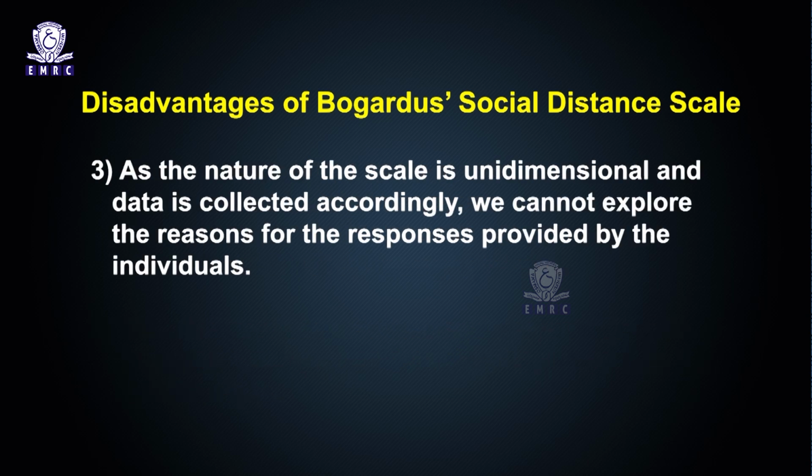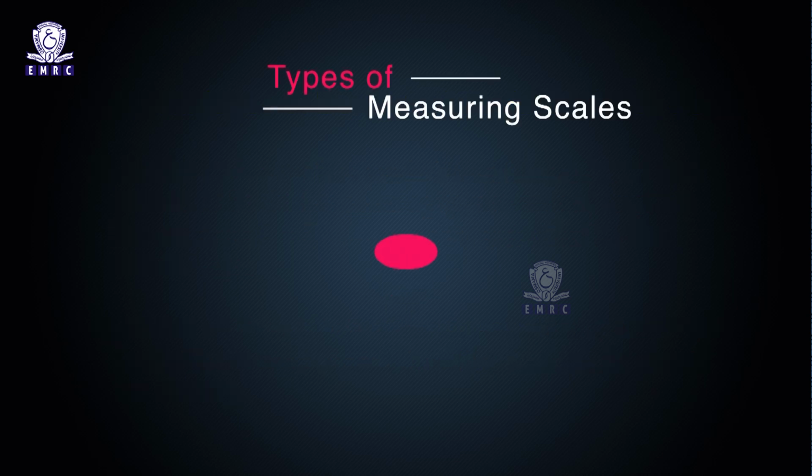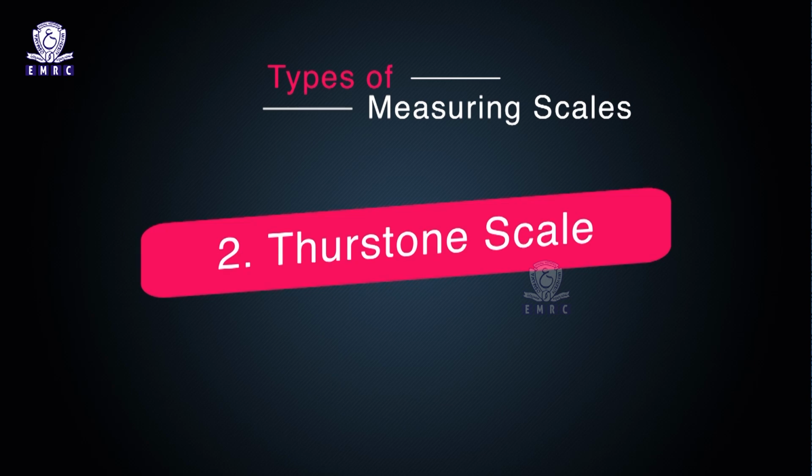The third one, as the nature of the scale is unidimensional and data is collected accordingly, we cannot explore the reasons for the responses provided by the individuals. The fourth one, as the scales do not allow us to know the reasons for individuals' responses, it will be difficult to check its validity. Now let us discuss Thurstone's scale.